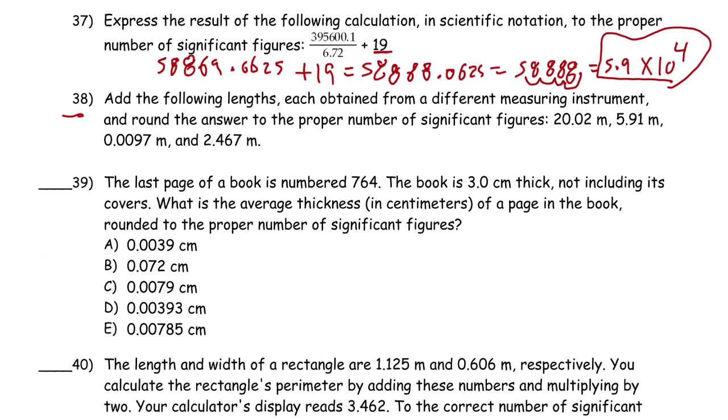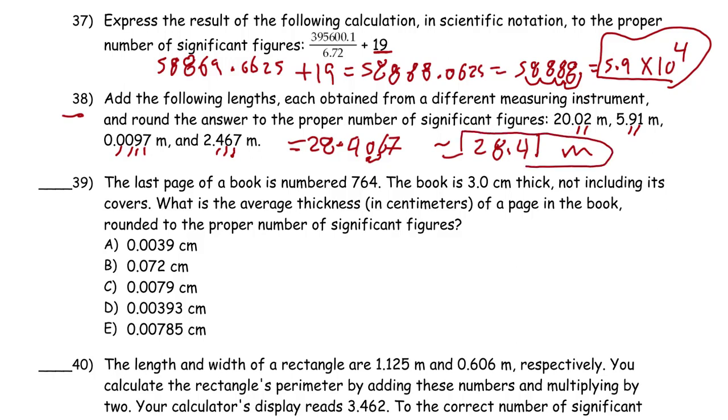Number 34. Add the following lengths, each obtained from a different measuring instrument, and round the answer to the proper number of significant figures. So here we have two decimal places, 1 2 3 4 decimal places, 1 2 3 decimal places. So the answer must have only 2 decimal places. Try it on the calculator, you will reach 28.4067. This 6 increases the 0 to 1, so the answer is 28.41. So the final answer has 2 decimal places, as the least decimal places.